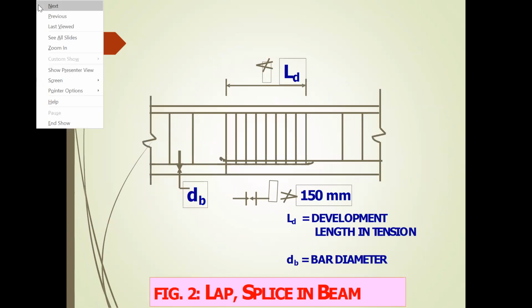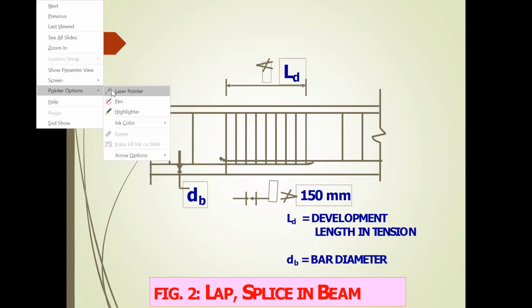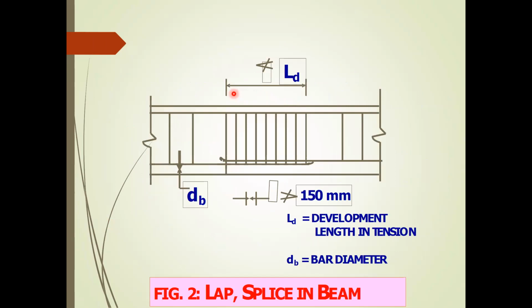Here I show you. See, this is the Ld, that is the development length. Okay. This should be not greater than 150 mm. Ld means development length in tension. DB is equal to diameter of the bar. I hope it is clear how the splicing in the beams should be done.